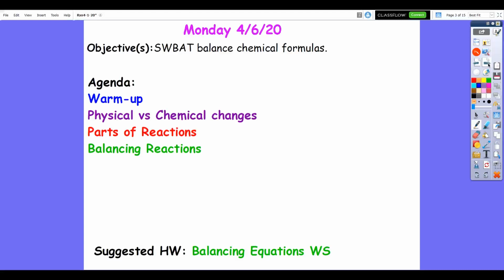I know I am a paper person. I'm also providing you the newest note packet as a Google Doc. So if you're like me and you don't have a working printer, that might be your best idea. The first part of the notes is just a rehashing of the physical versus chemical changes. Then we're going to go over the different parts of reactions, and then we're going to start balancing reactions.